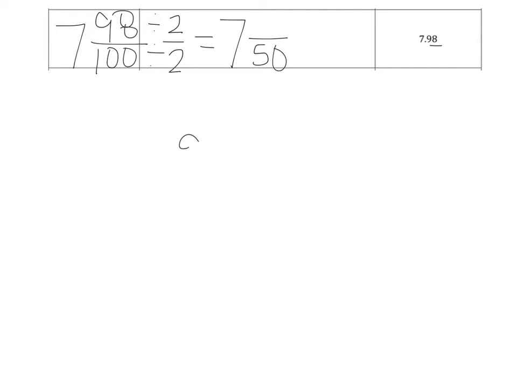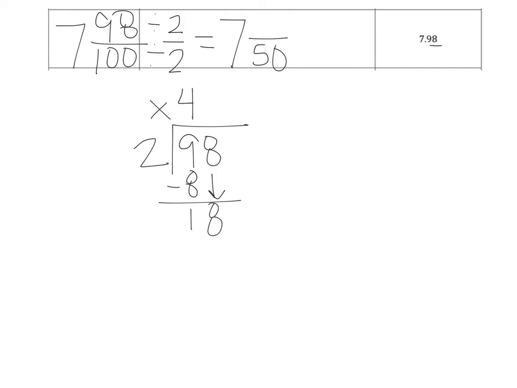Let's go ahead and do the math for 98 divided by 2. 2 goes into 9 4 times. 4 times 2 is 8. We subtract and get 1. Bring down our 8. 2 goes into 18 9 times. 9 times 2 is 18. Subtract and get 0. So we get 7 and 49/50ths. We can't simplify any more, so that is our answer.